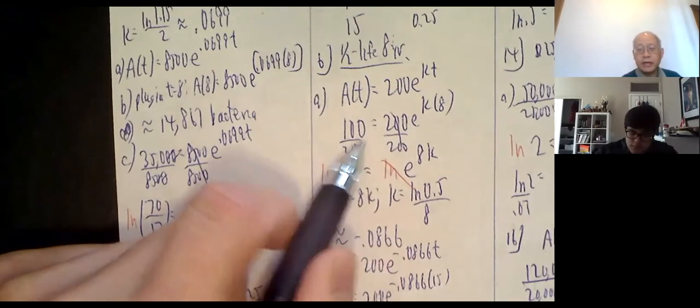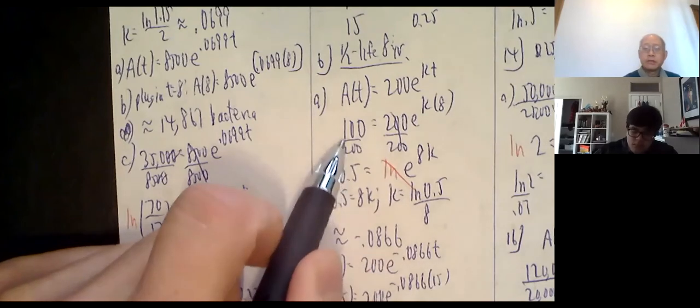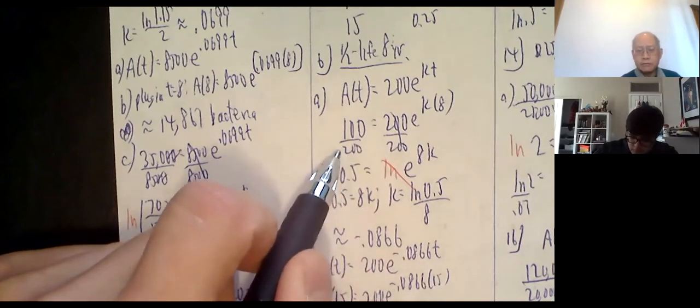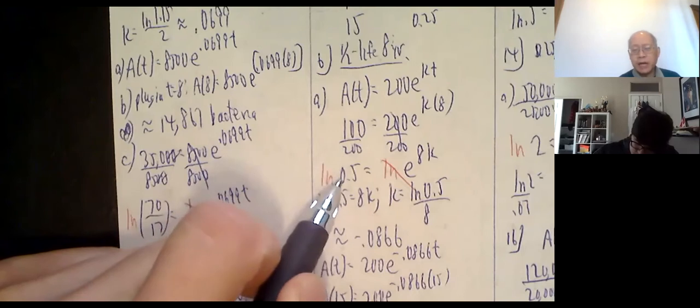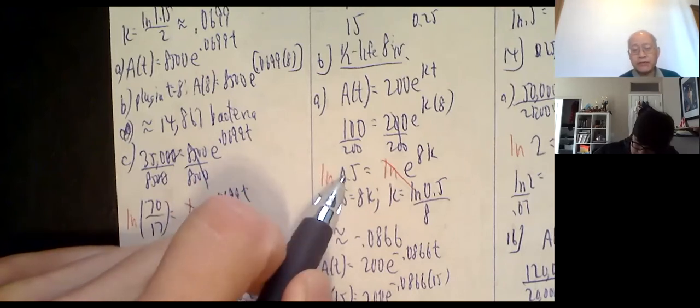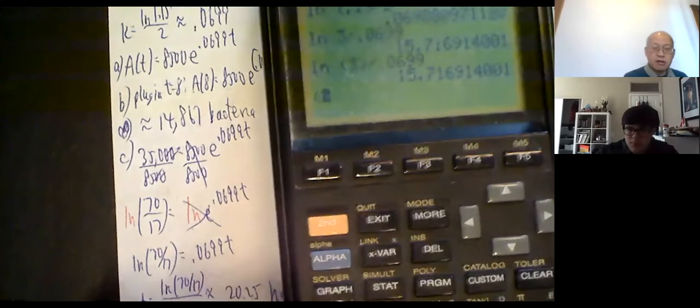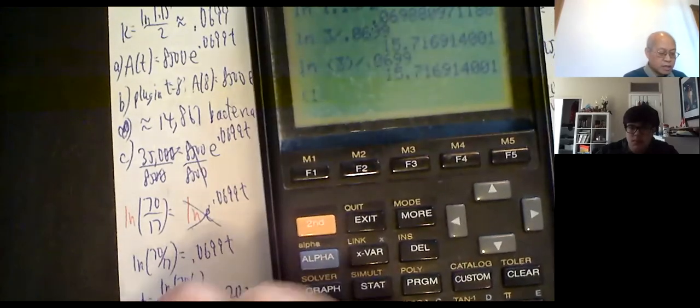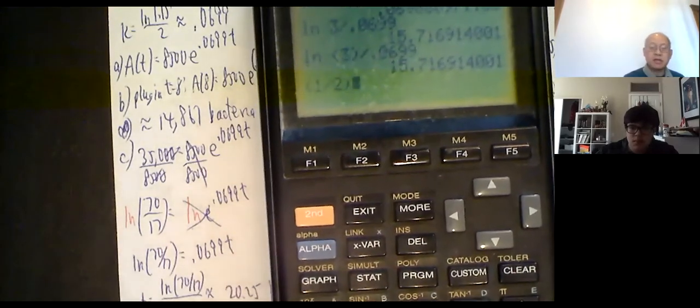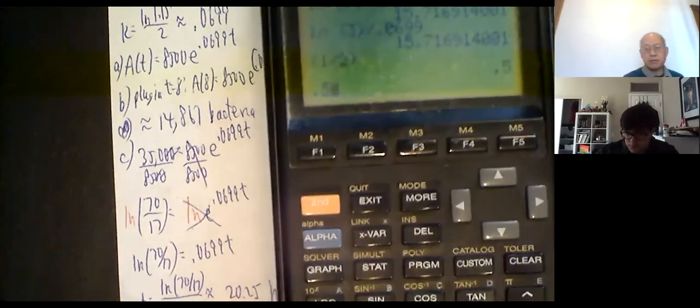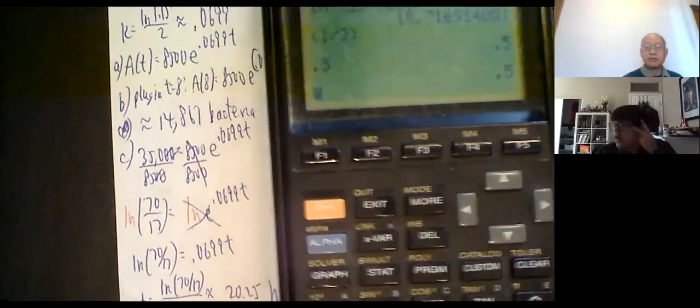All right, solve for K. Divide by 200. This is a half. On my calculator, it's easier for me to type in 0.5, so I'm going to put 0.5 as opposed to 1/2. In fact, you'd have to go parentheses 1 divided by 2, parentheses, right? It's a lot easier for me to just hit 0.5, right? I think most of you would agree.